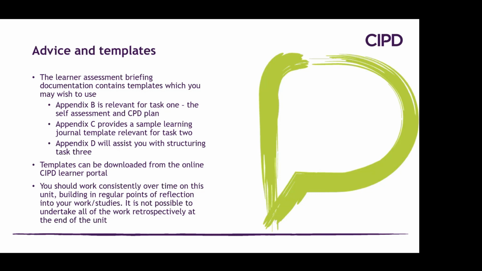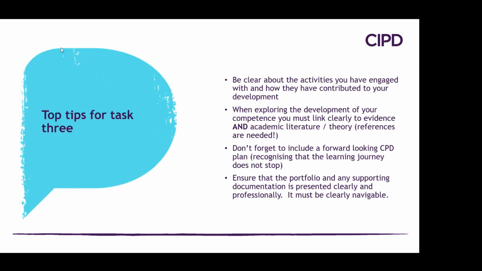Top tips for task 3. What we would like you to do here is to be really clear with the activities that you've engaged with. So what happened? Why was it important? How did that activity contribute to your professional development? If you're claiming that your competence has grown in a particular professional area, what have you done, and how has that development activity you've engaged with specifically helped you to evidence a high level of competence in this skill or behaviour?